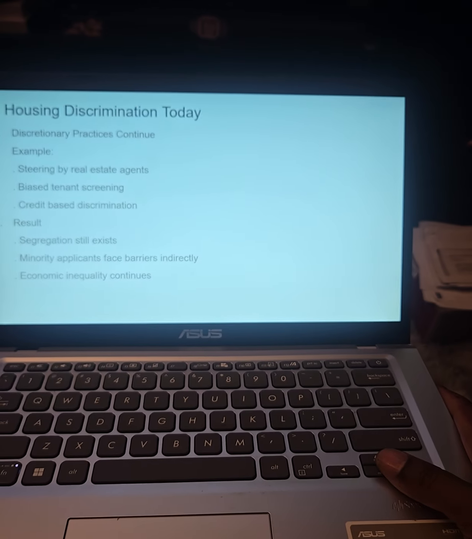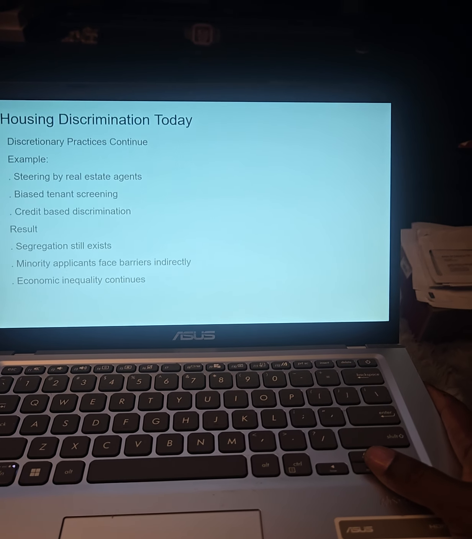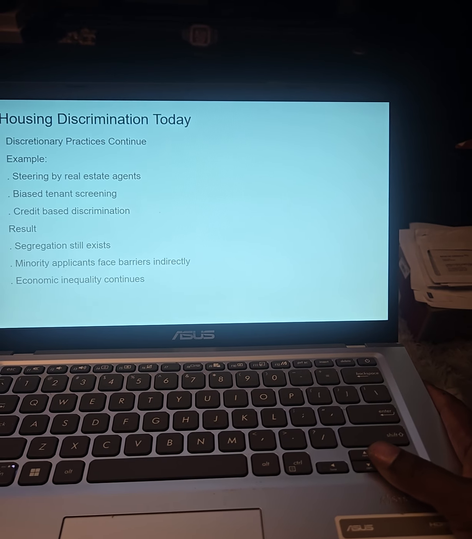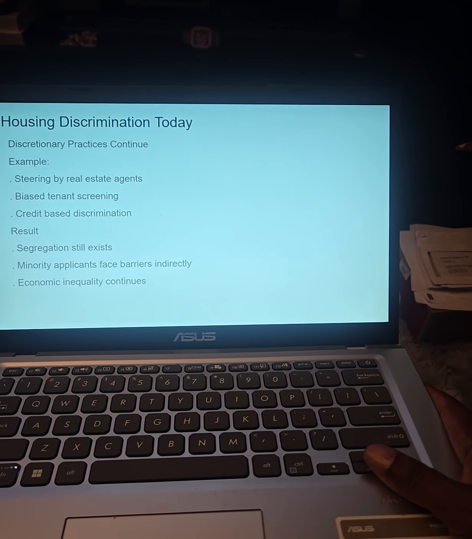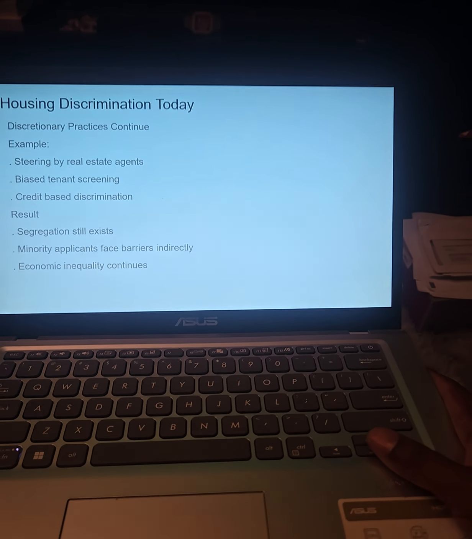Credit-based discrimination, basically if you don't have a certain credit score, you don't meet the qualifications to stay in certain houses. I've personally seen where if you don't have a 700 credit score or better, you can't rent in certain housing developments or apartment complexes.